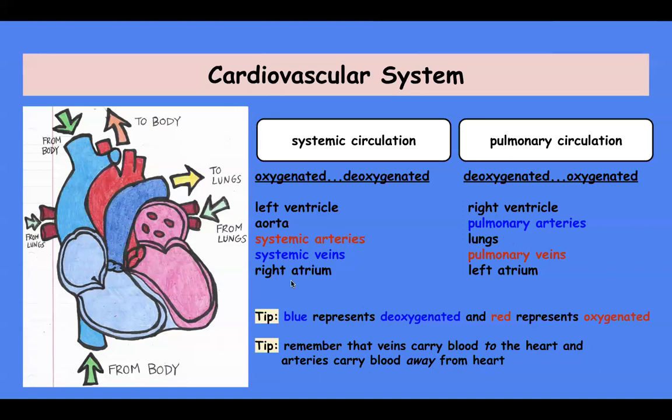The pulmonary veins, right? Veins deliver blood to the heart. So now we've got this oxygenated blood that's going to return to the heart, to the left atrium. And then, cool, we're back in systemic circulation, right? We're back to left atrium, left ventricle, and so on and so forth. So that's the pattern between the two.